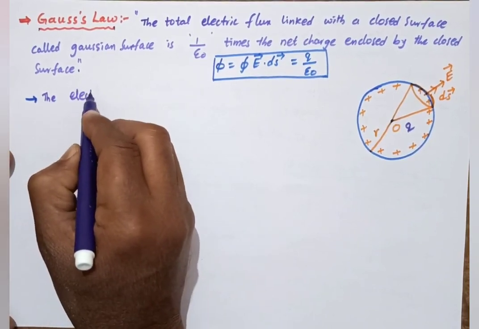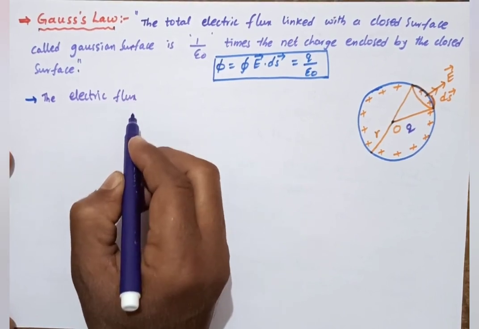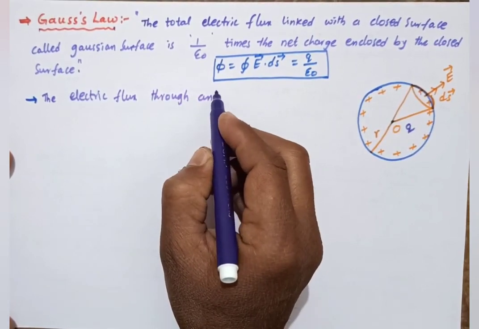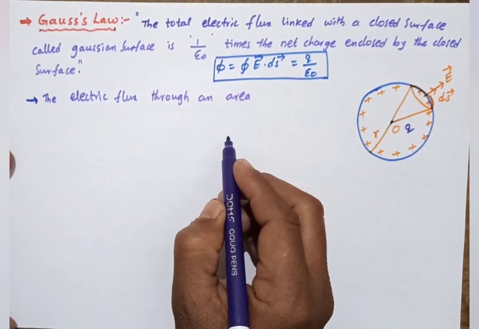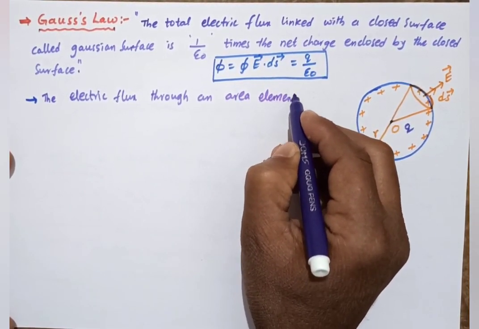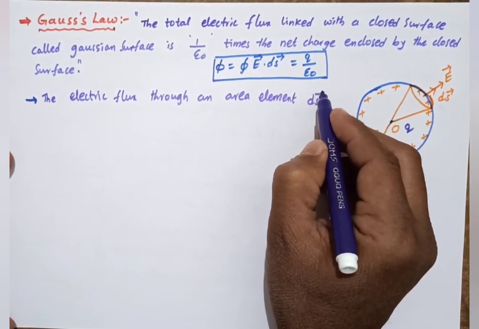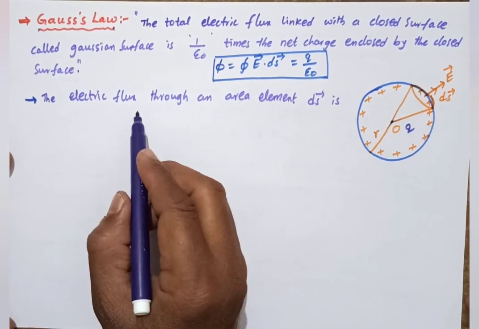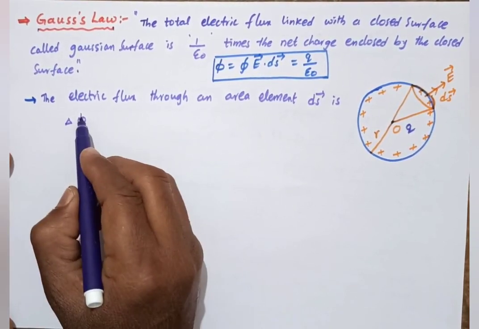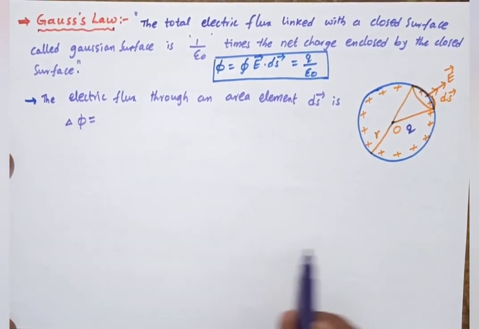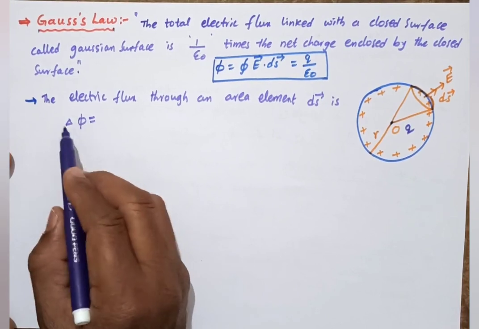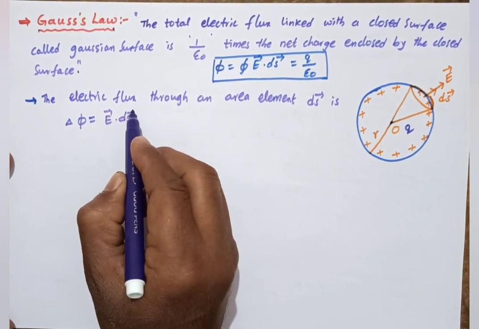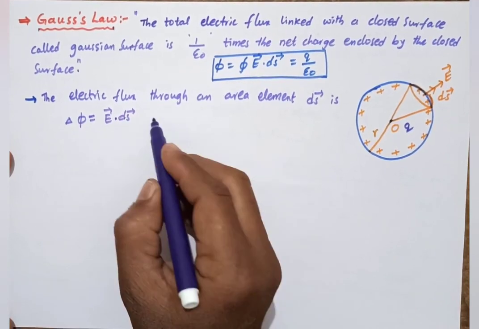Then the electric flux through an area element ds bar is, okay, this is ds bar, the area element, and the small electric flux, that is delta phi equals E bar dot ds bar. Okay, so here it is equation number 1.